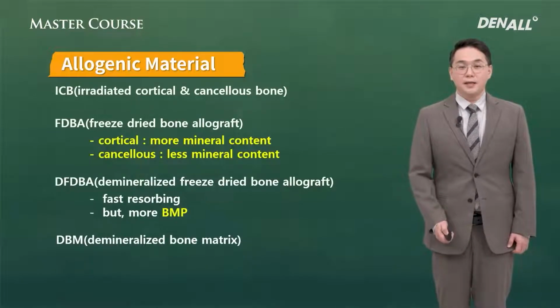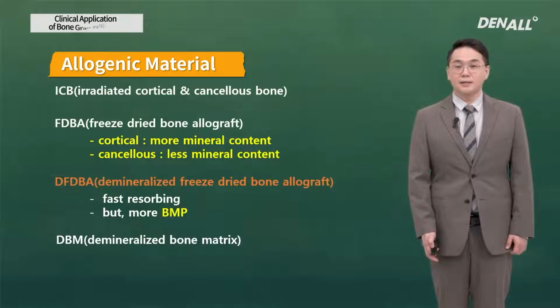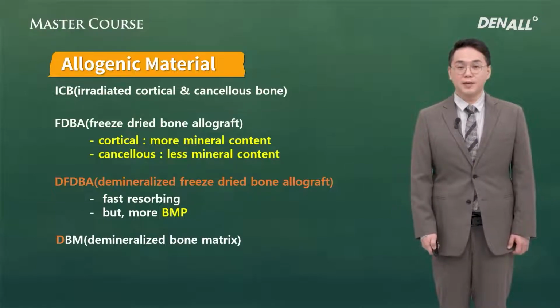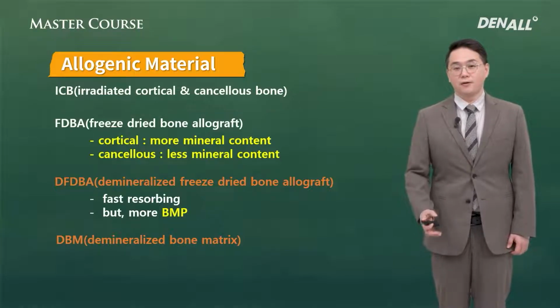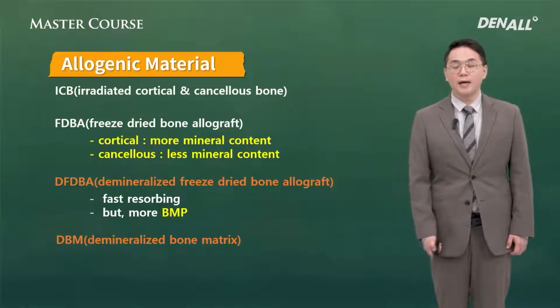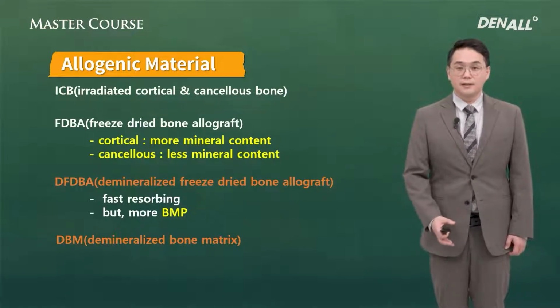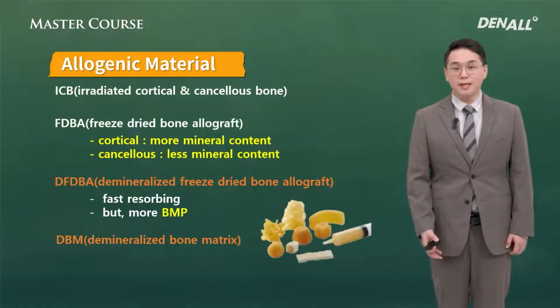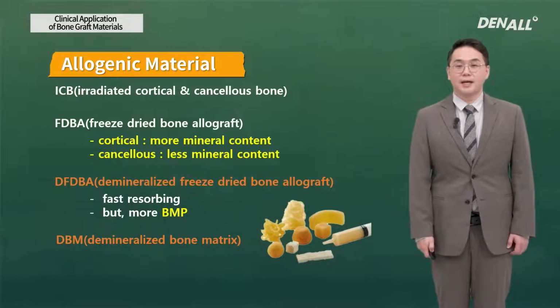In some specific cases, the DFDBA, demineralized freeze-dried bone allograft, can be used. There are two types, the DFDBA, demineralized freeze-dried bone allograft, and DBM. After demineralization, gelatin or collagen can be added for ease of use. That is called DBM. To the DFDBA, certain carrier is added. So gel type or putty type can be made. Both of them are demineralized.